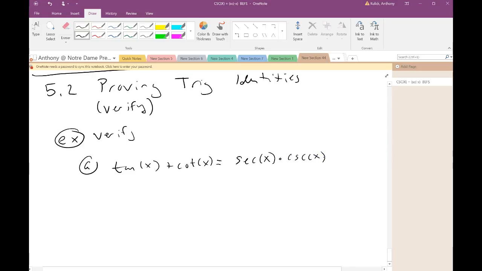So let's say that we have the identity tan x plus cotangent x equals secant x times cosecant x. And I want to prove this. So the idea here is going to be, I'm going to start on one side, work only on that one side, and try to make it equal the other side. Everybody okay with that plan? So it's essentially like the problems from yesterday or from last time, but now you're given the answer that you need to end at, right? So it's not too different.